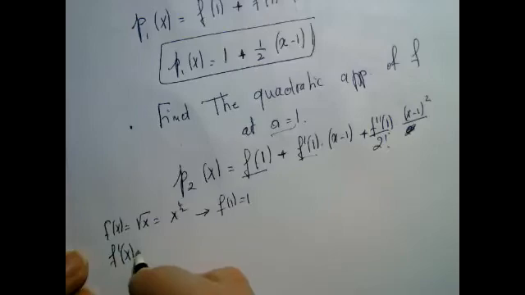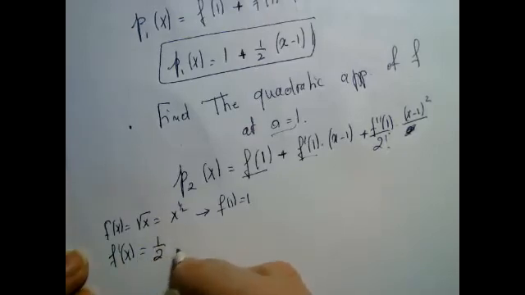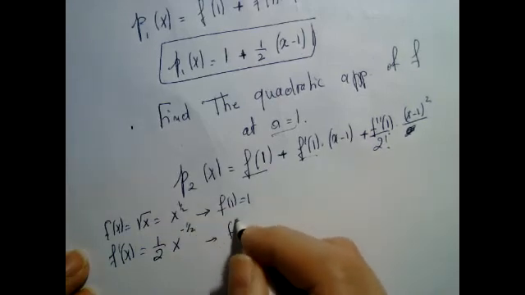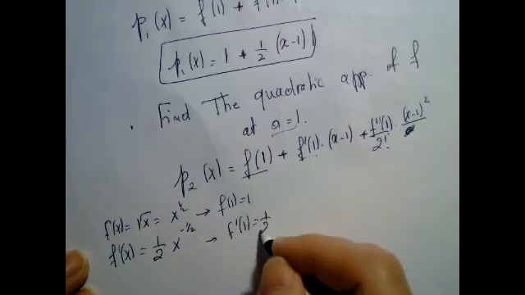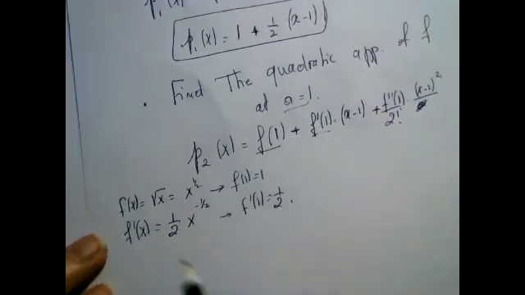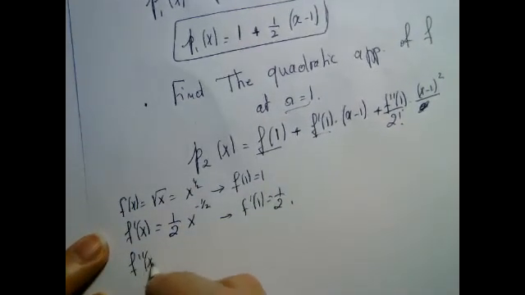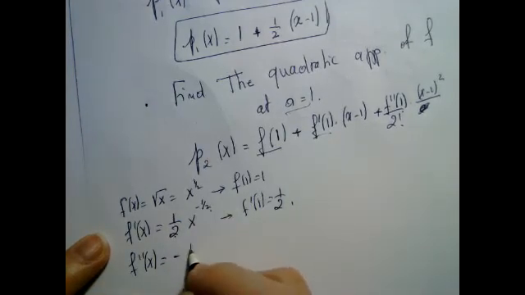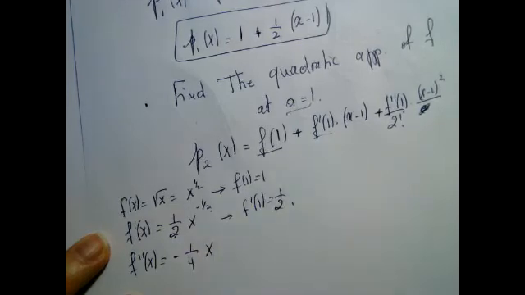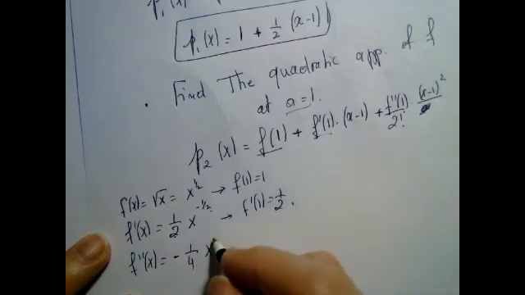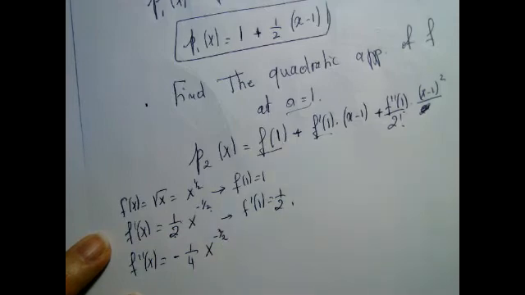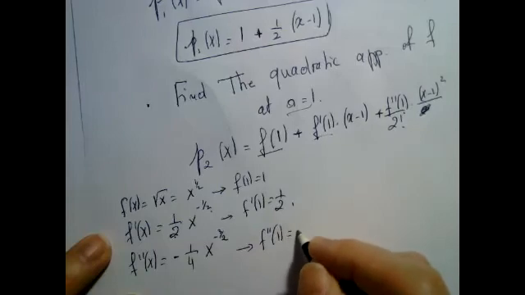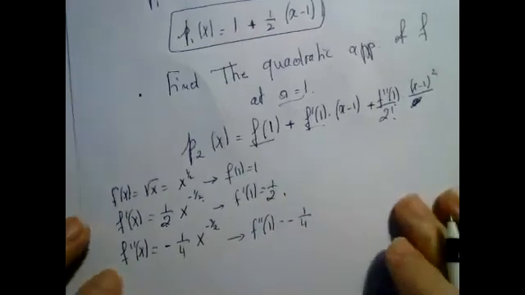F prime of x is a half, x to the half minus 1. I know that I did it, but it's just going to build the habit of doing that. And the second derivative is a half times minus a half, which is minus 1 over 4, x to the power minus a half minus 1, which is minus 3 halves. It means that the second derivative at 1 is minus 1 over 4.